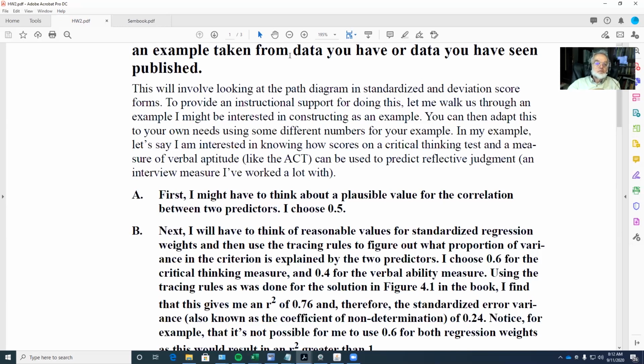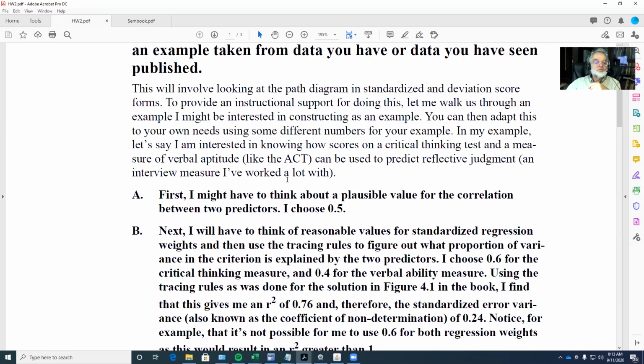And what I set as the task before us is to think about your own research area and think about a two-predictor regression model. The two predictors can be anything you want, and the criterion can be anything you want. And anytime I do a new assignment like this, I've learned that it helps to walk through an example. And in this particular case, your mileage will vary.